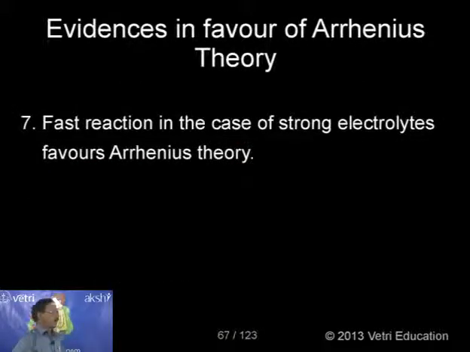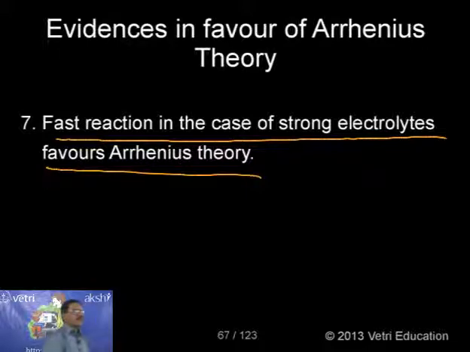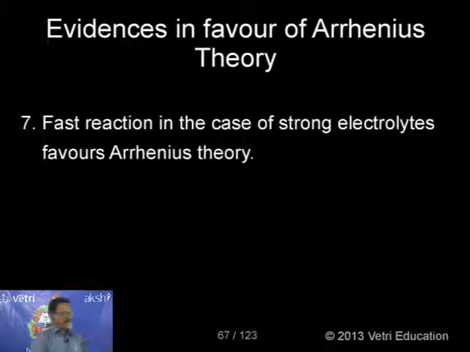The last one. Fast reaction in the case of strong electrolytes favors Arrhenius theory. Suppose we are doing some reactions between strong electrolytes and weak electrolytes. In the case of strong electrolytes, the reaction is faster, the rate is faster. But in the case of weak electrolytes, the rate is slow. What way can we explain this? It is due to the ions present there. So ionic reactions are faster than those of neutral molecules. A smaller number of ions and a larger number of ions will affect the rate. So fast reaction in the case of strong electrolytes favors Arrhenius theory. These are interesting evidences in favor of Arrhenius theory.